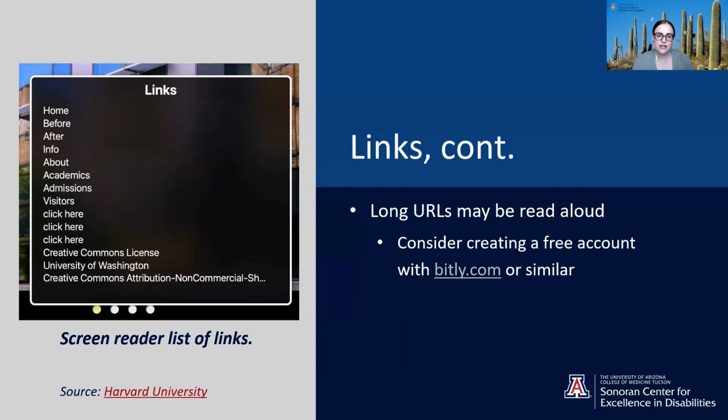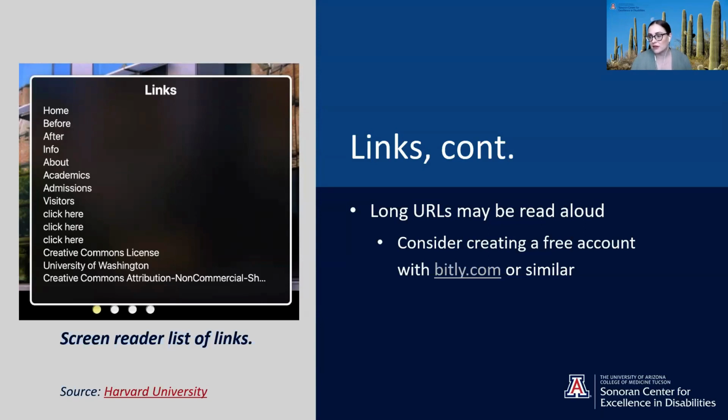Another thing to consider is that assistive technology may read long URLs aloud, depending on where that content is used. So it's best to embed links in places where you are able to, or use custom short links. You can create a free account with Bitly or a similar type of software where you can easily create short accessible links and track your clicks across multiple platforms all in one place.